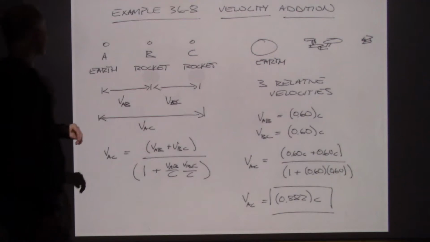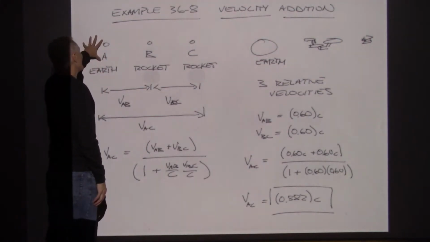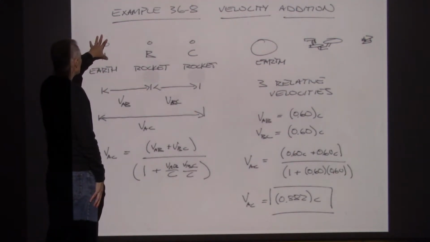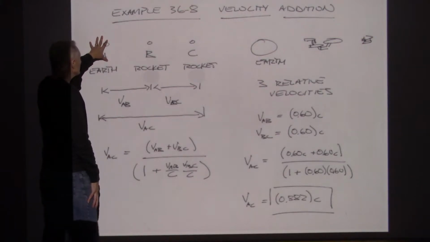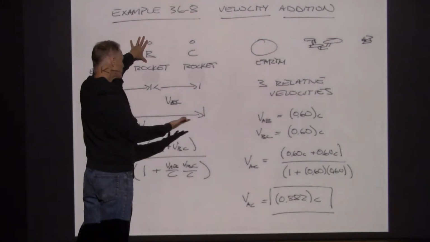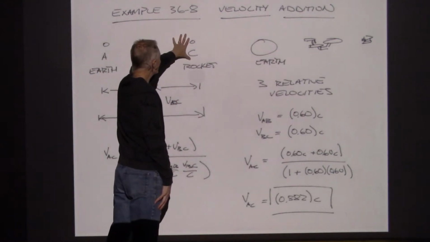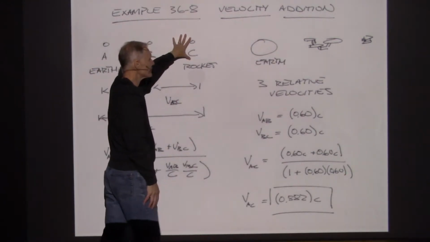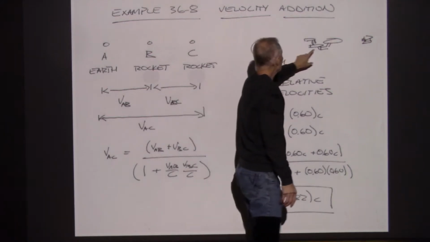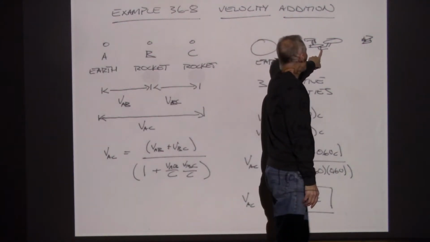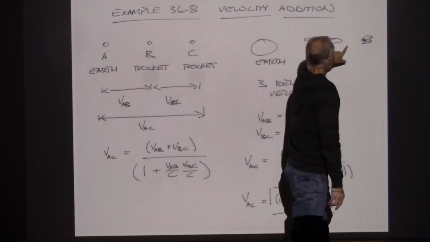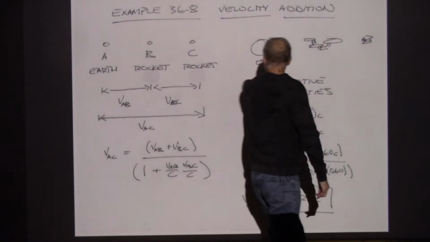So how should we deal with this? Well, here's the diagram I would suggest. Here is Earth's reference frame. Here is the first rocket's reference frame. I'm going to call that rocket B. And then here is the third frame. Here is rocket C. So here is Earth. Here is rocket number 1. And then here is another rocket over here.